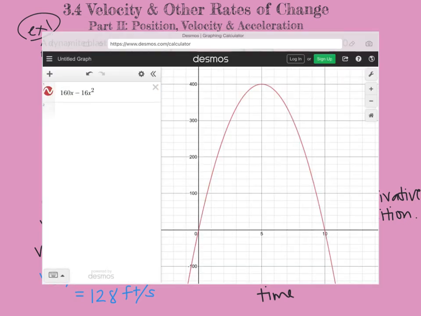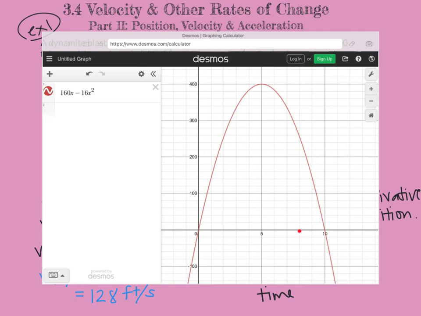Looking back at the graph of the position, or the height of the rock over time, we can see that at 1 second, our function, our height rather, is increasing. Therefore, its derivative, velocity, is positive, and it was positive 128 there. So if we were to draw a tangent line at exactly when time equals 1 second, it would have a slope of positive 128, which means that the rock is traveling at 128 feet per second there.